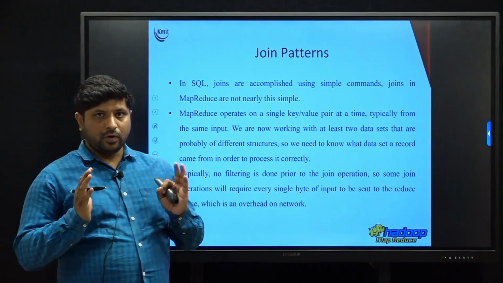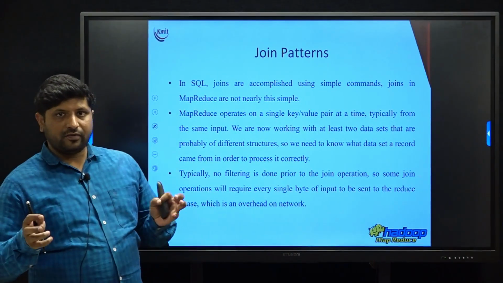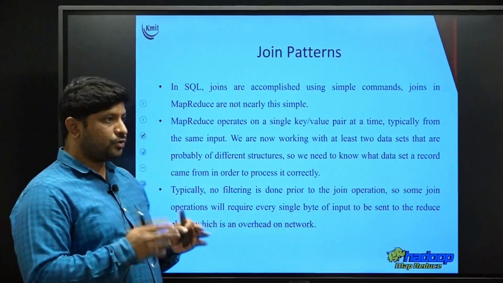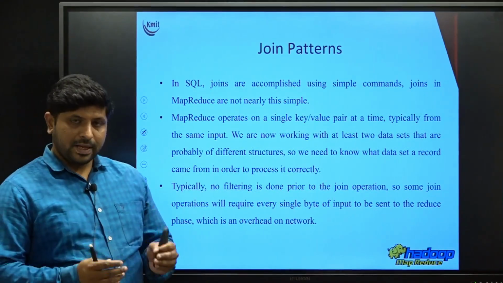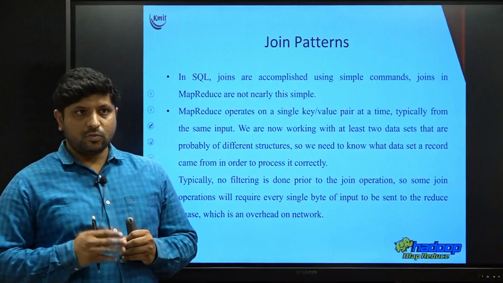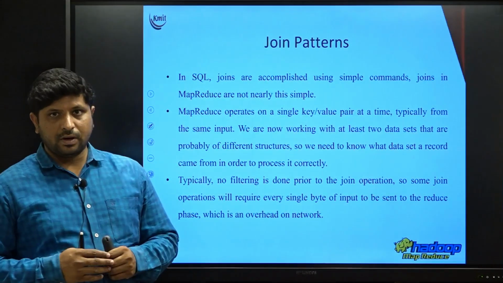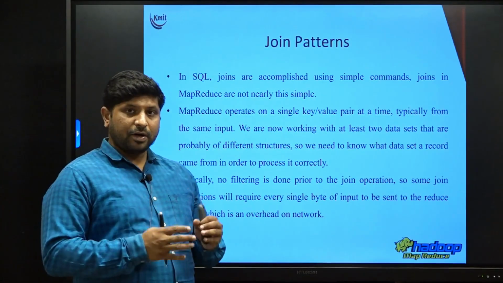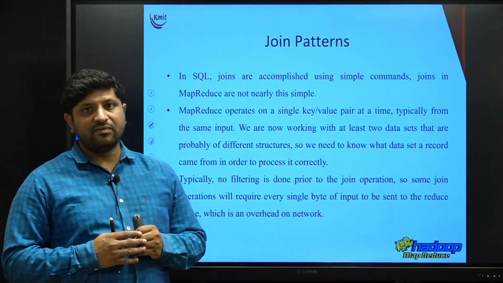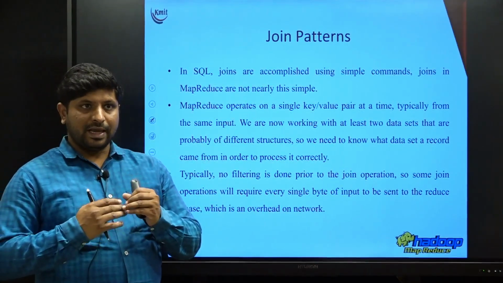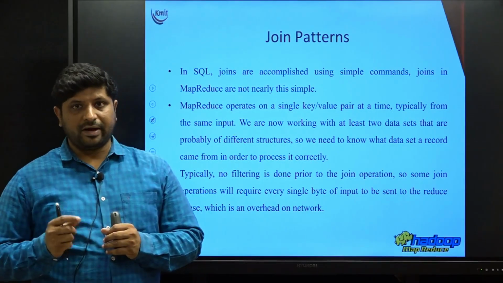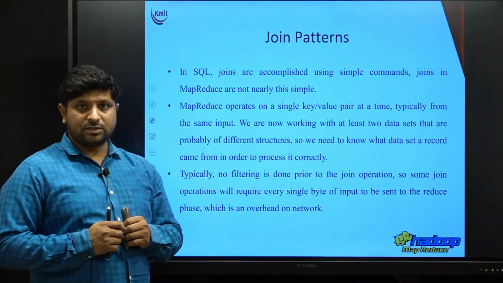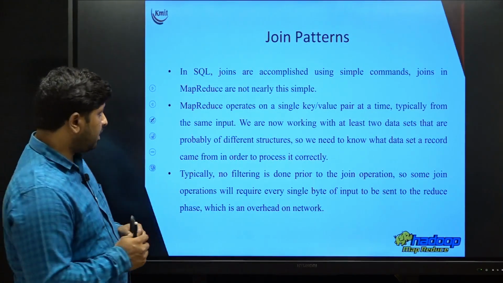Basically, when we want to club two different data sets or two different tables in a database, we generally use joins. When we apply joins in a database, it is the simplest part. But when it comes to MapReduce, as MapReduce has a limitation to work with only a single key value pair, the implementation is going to be somewhat tricky. So joins in MapReduce are not as simple as in RDBMS.